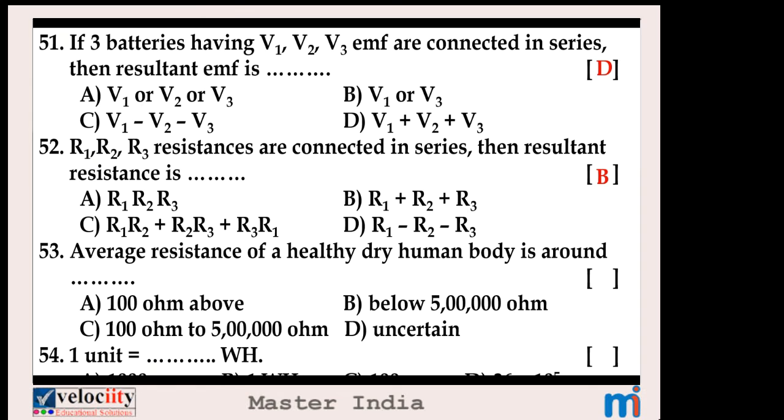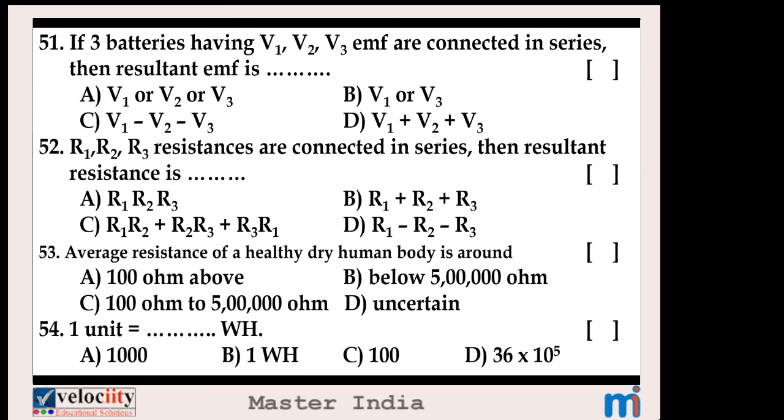53. Average resistance of a healthy dry human body is around dash. A. 100 ohm above, B. Below 5 lakh ohm, C. 100 ohm to 5 lakh ohm, D. Uncertain. Option C. 100 ohm to 5 lakh ohm.